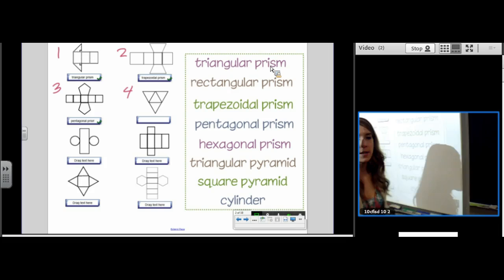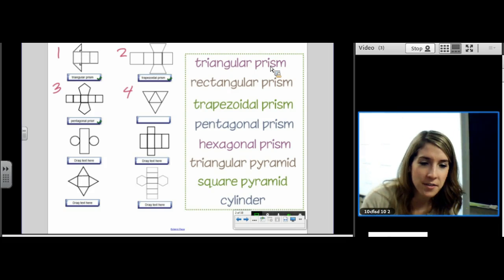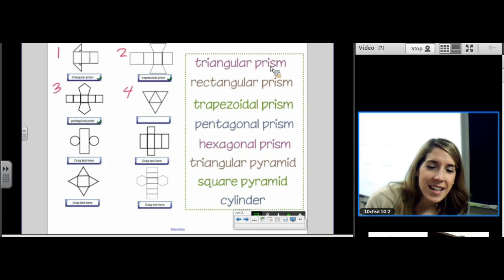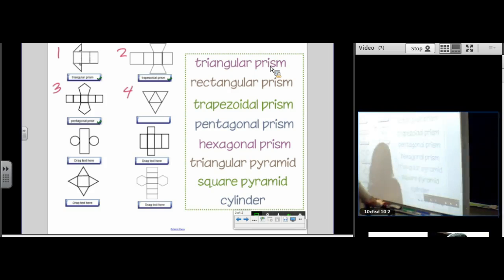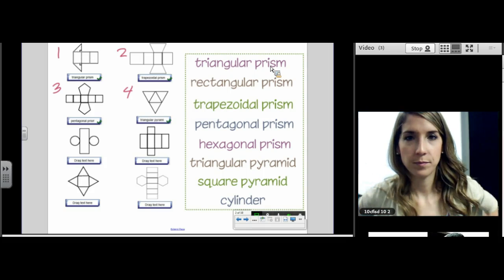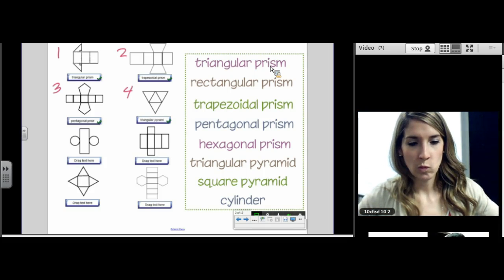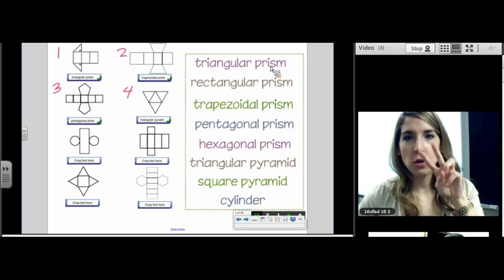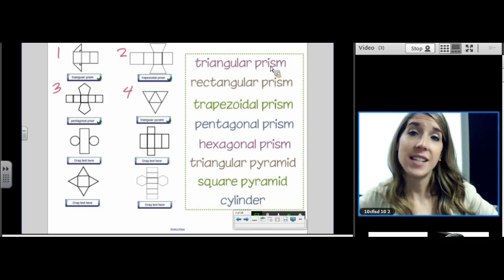Ooh, I don't think that's a prism. We're not in Kansas anymore, Toto. Good. Triangular pyramid. That one is a pyramid. So what's the difference between a prism and a pyramid? How many bases does a prism have? 2. 2 bases and they're the same. How many bases does a pyramid have?